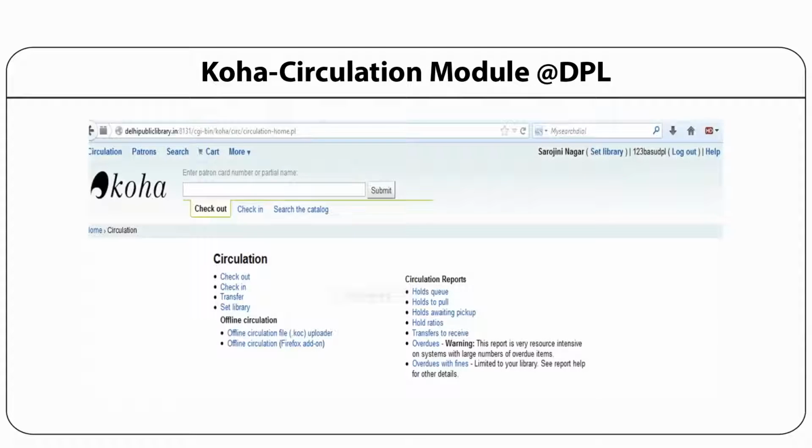The screen shows the circulation module of Delhi Public Library, Sarojini Nagar branch. The module has the regular functions of checkout, check-in, transfer and set library. Offline circulation is also possible, through which a .koc file can be uploaded to update the circulation data. This module also gives reports on holds, overdues and fines.